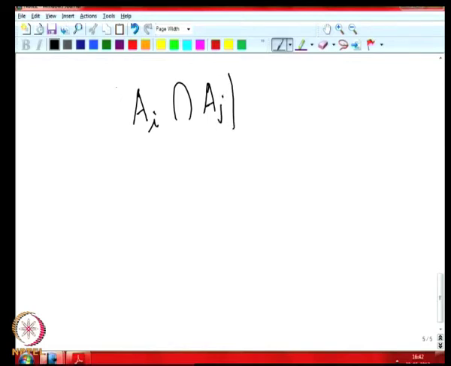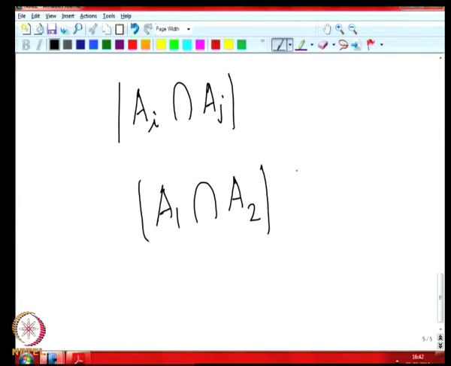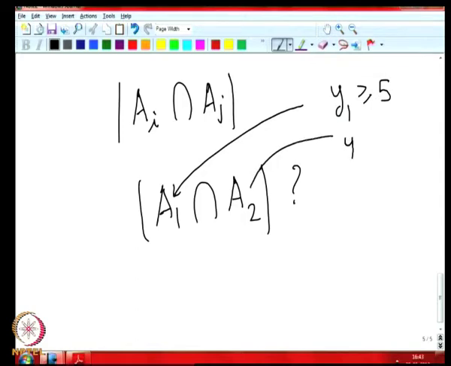This also, one example we can show. For instance, A1 intersection A2, how will you find? What is A1? A1 means our Y1, the set of solutions from the universe where Y1 is greater than or equal to 5, and A2 is when Y2 is greater than or equal to 7. Here we need both of them, no problem.